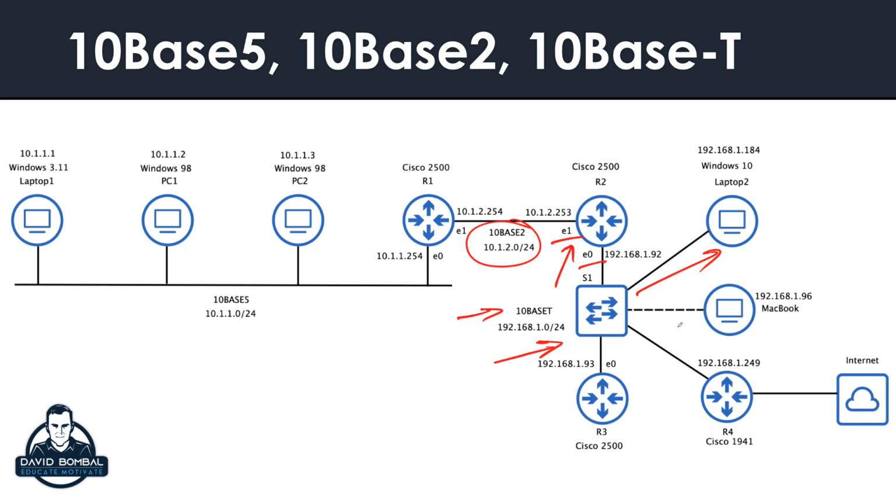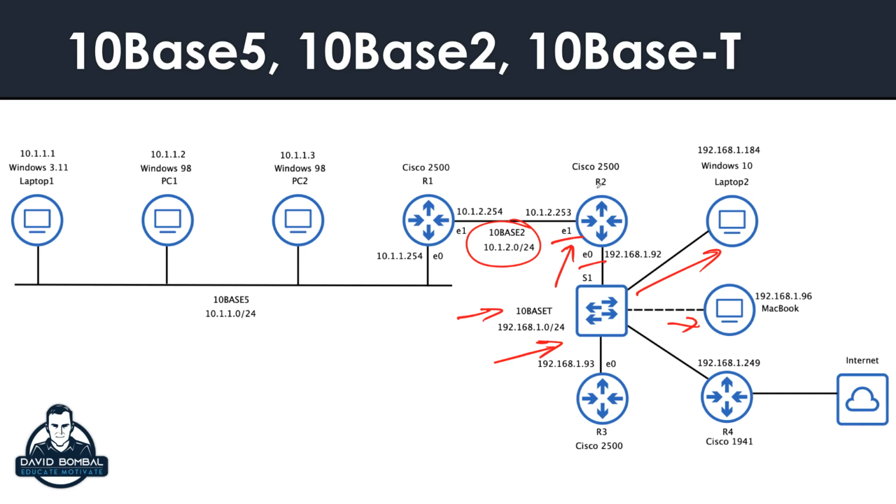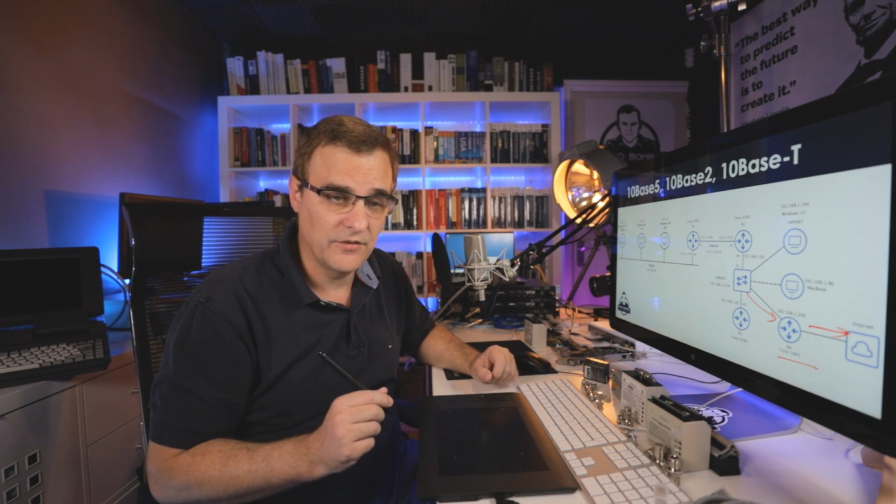Also connects me via wireless to my MacBook. That means that my MacBook can control the Windows 98 computers, as an example, and the Windows 3.11 computer through wireless, through this Ethernet network, through 10base2, and then 10base5. So I've got an extra router here, 2500, that's just connected using 10base-T. This switch connects through my home network to a 1941 router, which then connects me to the internet so that those devices can have internet access.